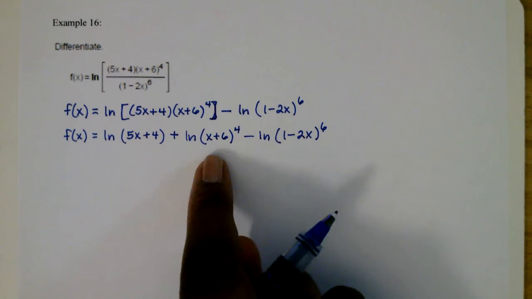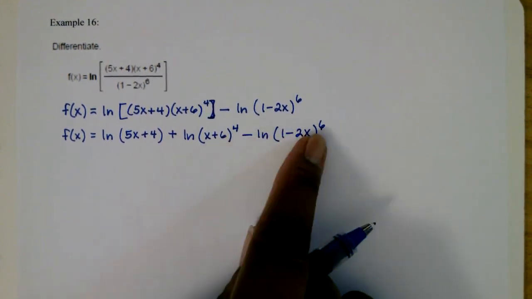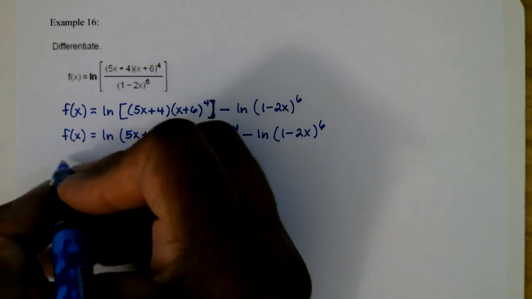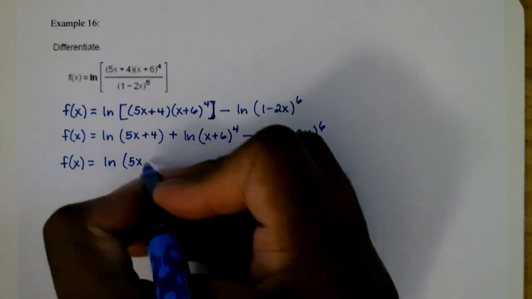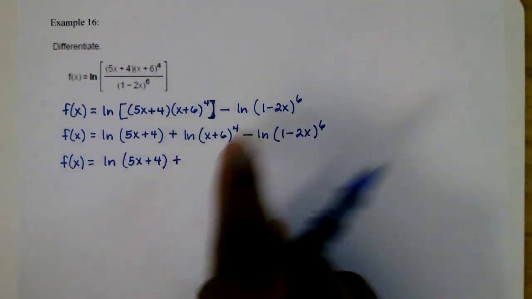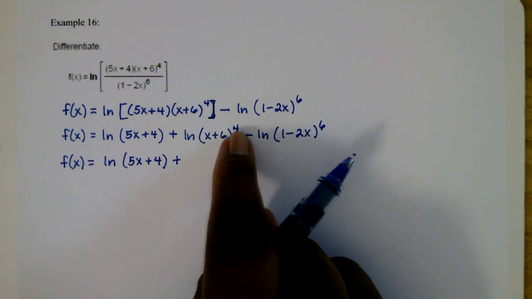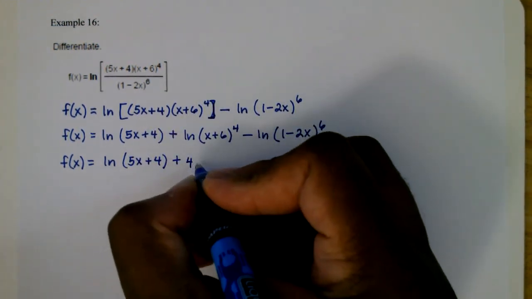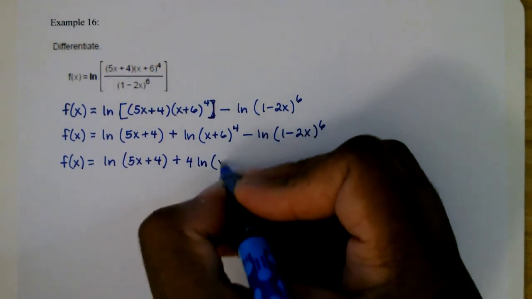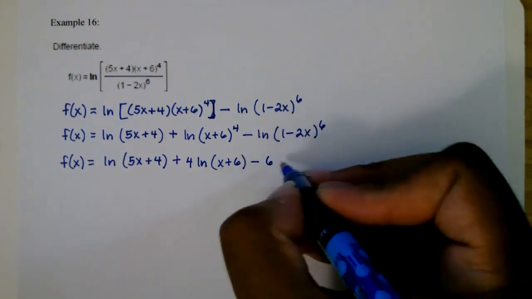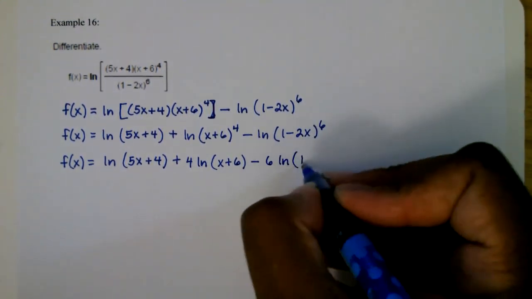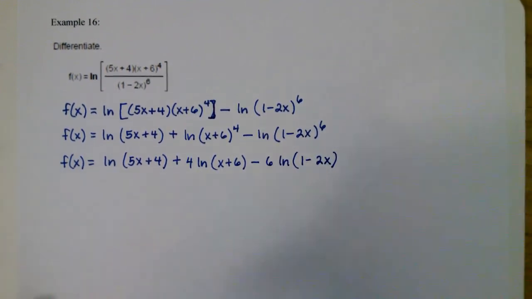Now, on these last two terms here, I'm going to apply the power rule because I have exponents here. All right, that ln of 5x plus 4 is as far as this is going to get. So I'll write that down. Now, for this second term, I'm going to apply the power rule by bringing the 4 in front of ln of x plus 6. Minus, apply the power rule here. I'll pull the 6 in front of ln of 1 minus 2x. Okay. So that is expanded as far as I can possibly get it to be expanded.